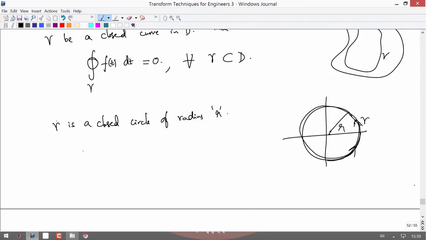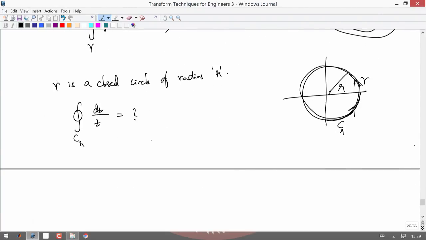So if gamma is such a closed curve, can I find the integral of dz by z minus z naught? Take the function f of z equal to 1 by z over the closed curve CR. What is this value? Let me find it, because I know the parameterization of this circle: z of t is r cos t plus i r sin t, where t goes from 0 to 2 pi. What is dz? This is also written as r times e power i t. This is another representation for this complex number, from the Euler representation: z is r e power i theta, with x equal to r cos theta, and dz is r times i e power i theta.